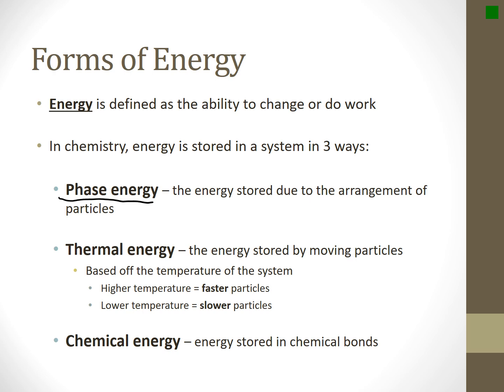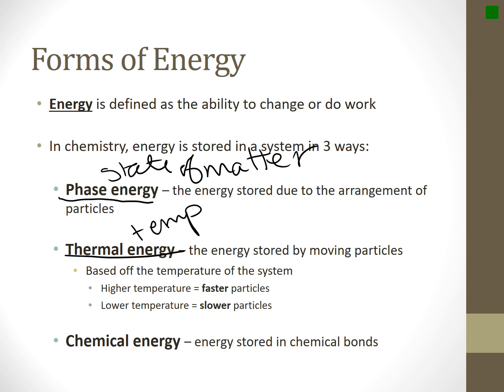Another way that we change the energy in chemistry is through its thermal energy. Thermal energy is the energy of how fast particles are moving. Phase energy is the states of matter, and thermal energy, another way to measure it, is through temperature. If we increase its temperature, we increase the speed of the particles, we increase its thermal energy. And if we go lower in temperature, we have lower thermal energy.